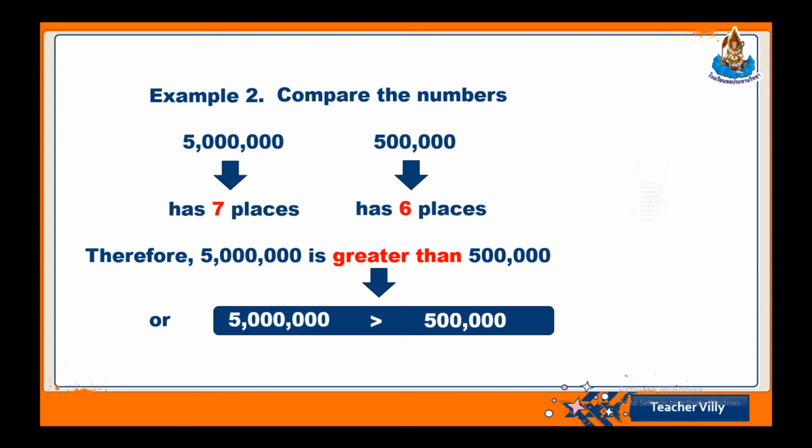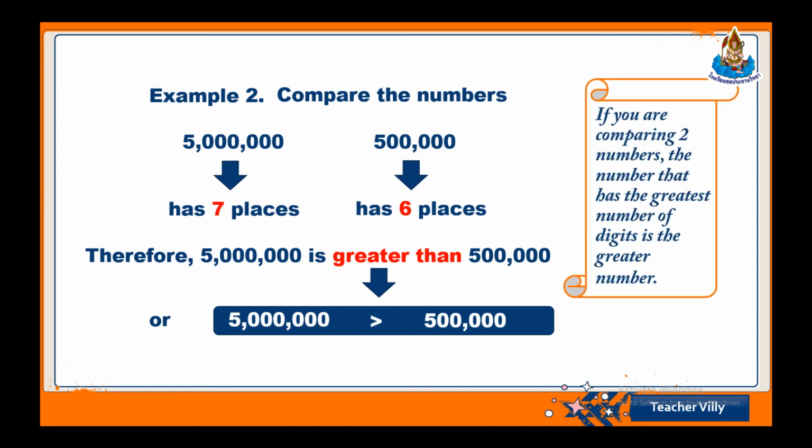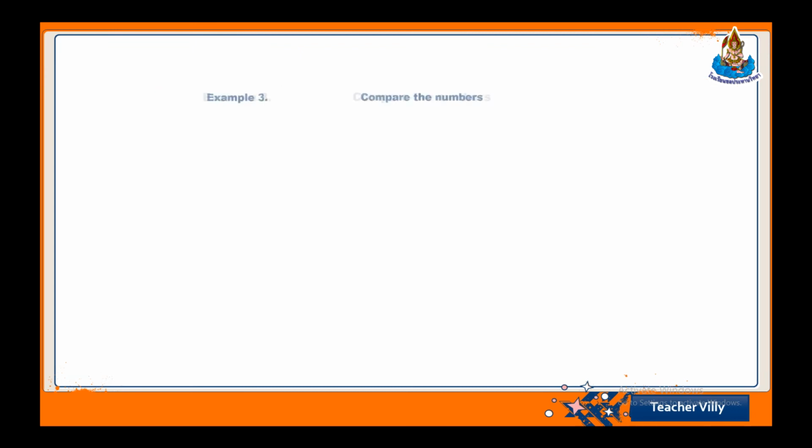Note that if you are comparing two numbers, the number that has the greatest number of digits is the greater number. See, look at this. This is 7 places or 7 digits, and this number has 6 places or 6 digits. Therefore, 7 is greater than 6. That's why 5 million is greater than 500,000. Very good. Let's move on to our next example, number 3.